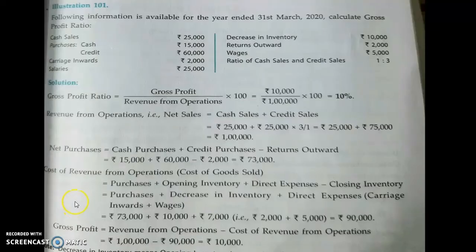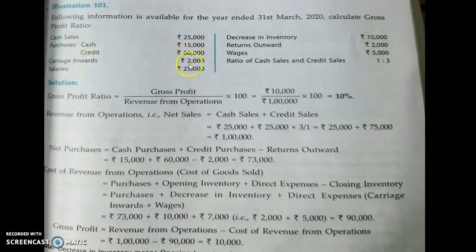Now let us move to the next question. The following information is available for the year ended 31st March 2020. Calculate the gross profit ratio. Cash sales is 25,000. Purchases, both cash and credit purchase, are given separately. Cash is 15,000 and credit purchase is 60,000.